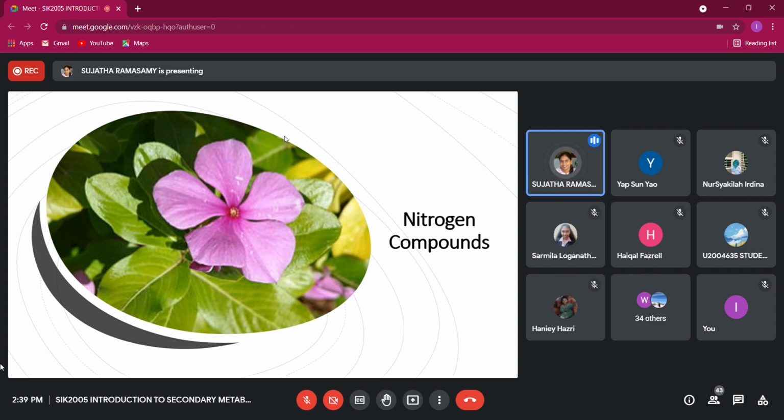Now let's move to the third group, nitrogen compounds. As I said, in this course the nitrogen compound that we are focusing on is alkaloid. One thing about alkaloids, many modern drugs have been developed from alkaloids of plants. One of the best well-known alkaloids is derived from this plant. Anyone know the name of this plant? It is shown here in this slide.